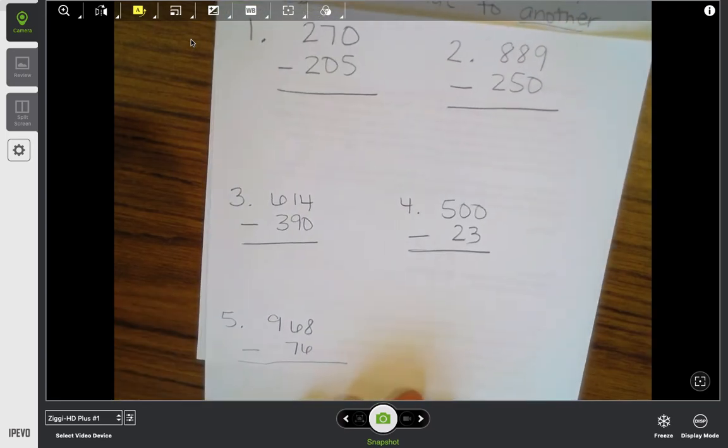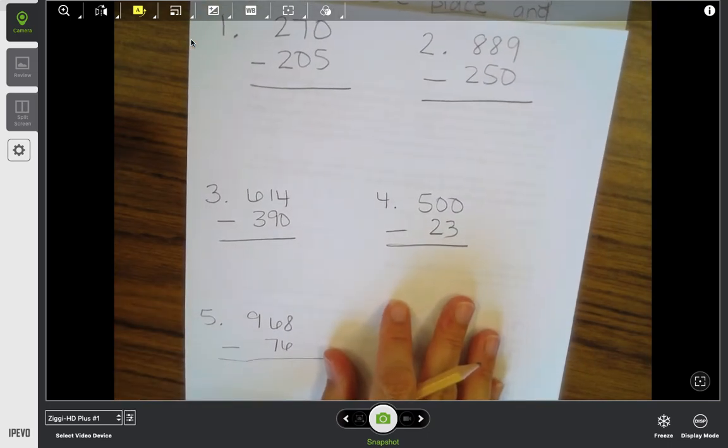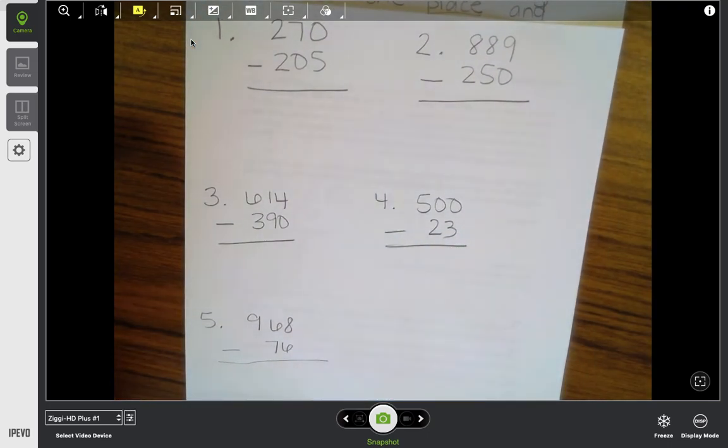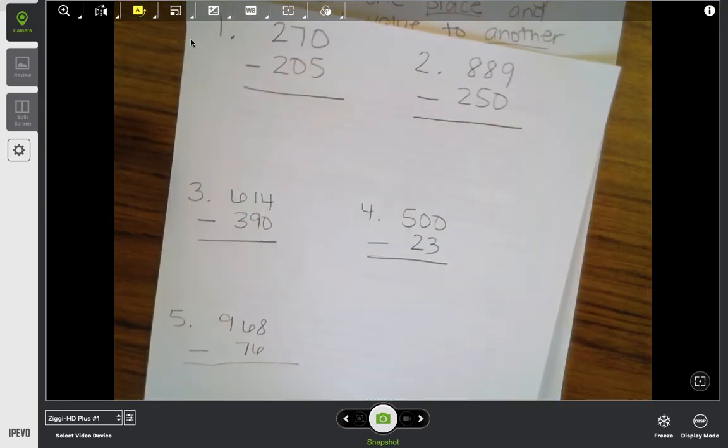Okay, so on your notebook paper, I want you to work these problems. When you're done with these problems, I want you to bring your paper to me. Okay, please remember you can look back at the examples that we had here if you need to rewatch those.